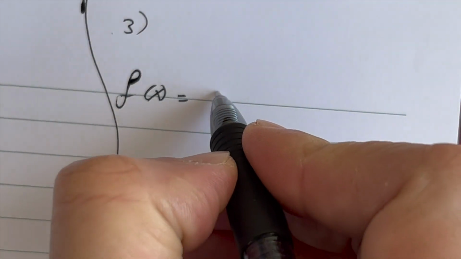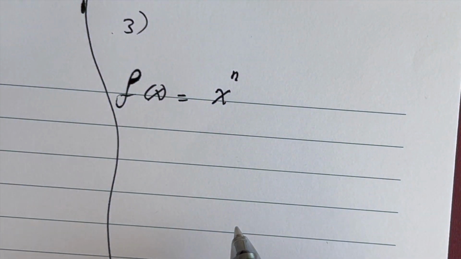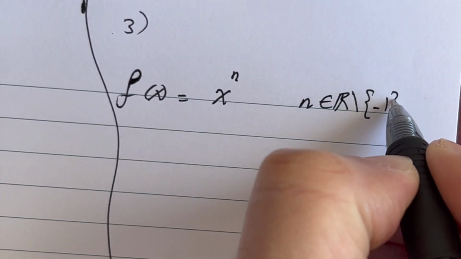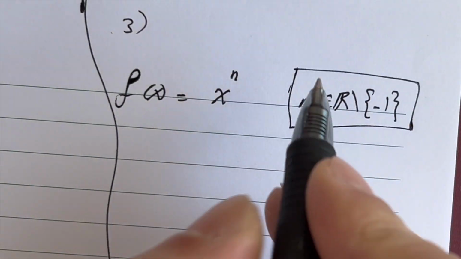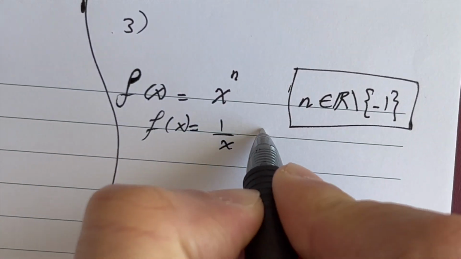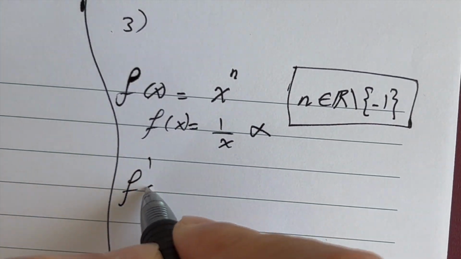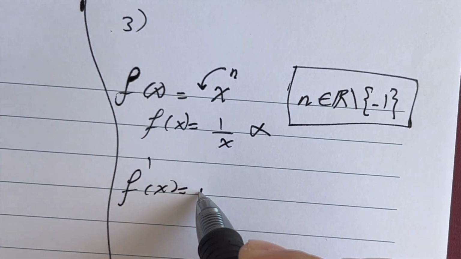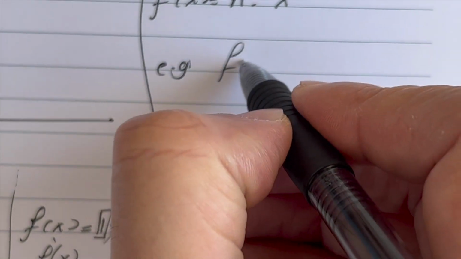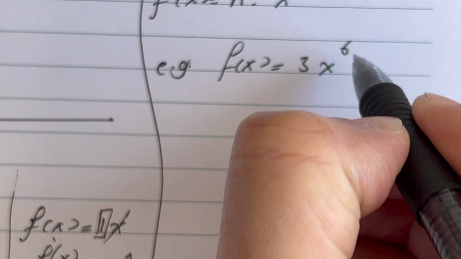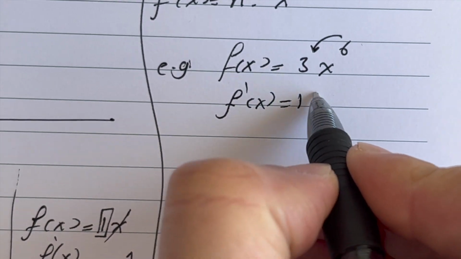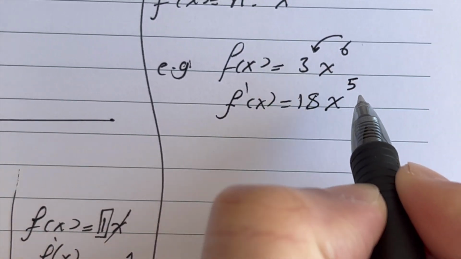Rule number 3, if you have x to the power n, that means n here can be any real number except -1. Why? We will talk about this later. The power cannot be -1, so this cannot be written as 1 over x. So please remember that. The derivative always would be you drop n down and subtract 1 from the power. For example, if you have f(x) equals 3x to the power 6, the derivative would be you drop 6 down, multiply it by 3, so 18x to the power 6 minus 1, which is 5.